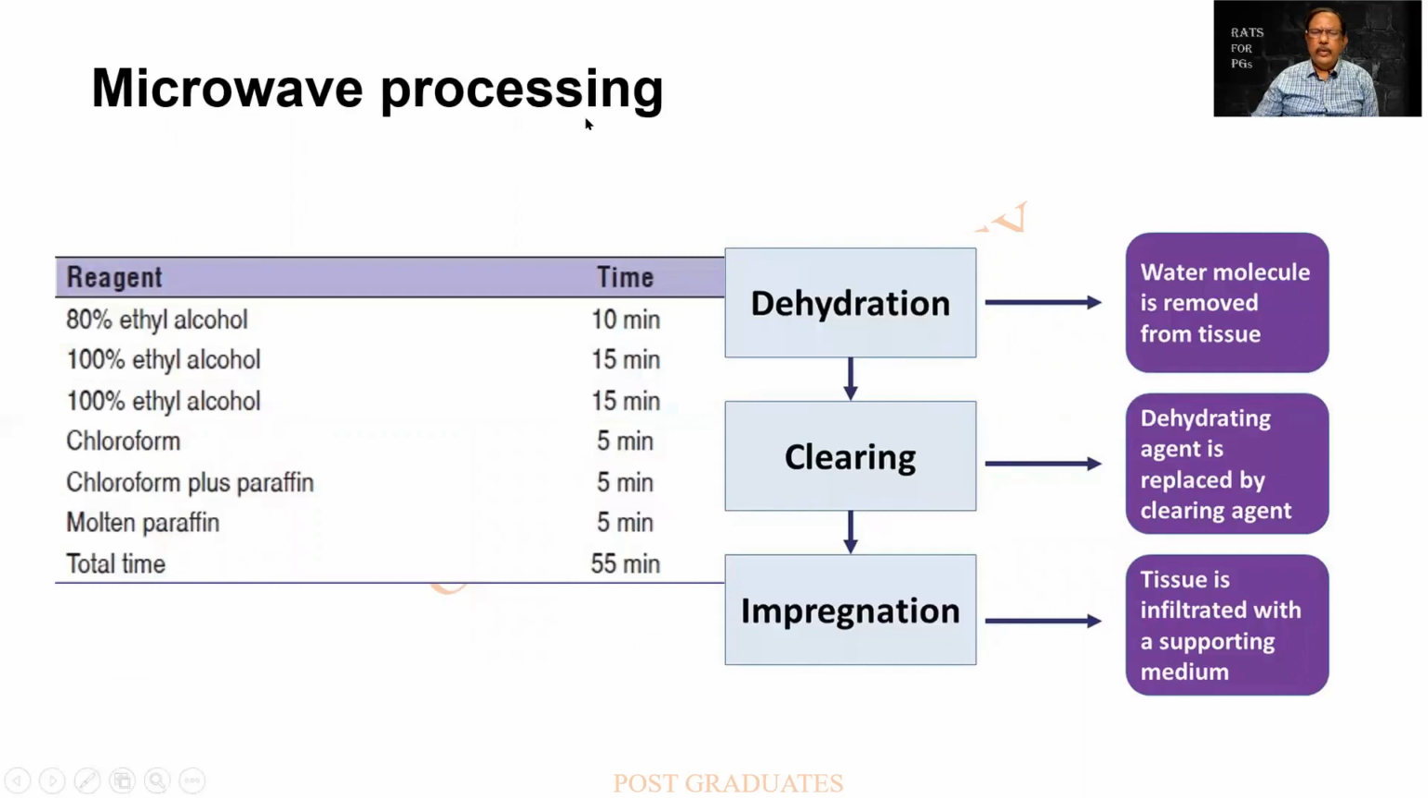And this is the microwave processing. Earlier we had seen the conventional processing. So in this, again, almost the same substances are there. Instead of xylene, chloroform is being used over here, molten paraffin for impregnation, and the entire thing takes about 55 minutes. Where is 450 minutes? Where is 55 minutes? Hardly about 1/10 of the time. And the steps are the same. This you people can revise any number of times, it is worth it.